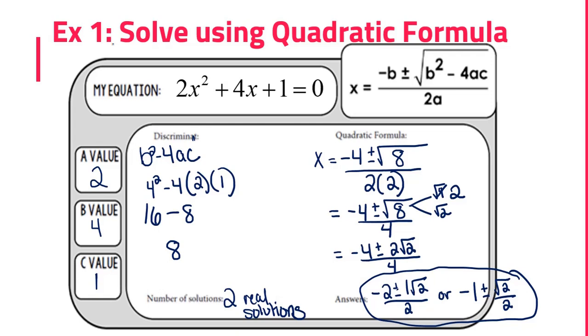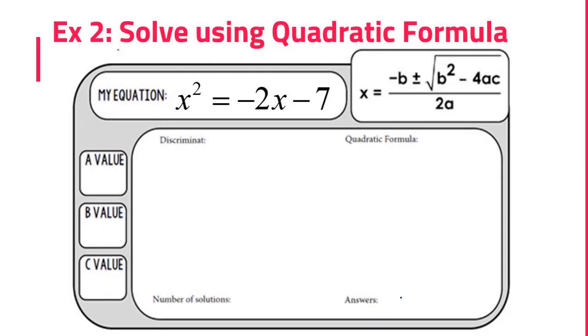Then notice there are two real solutions because you have a plus and a minus version. Let's try another example. First thing I notice though, this guy's not in standard form. So I'm going to move everybody over, so I get x squared plus 2x plus 7. I again try to keep that a positive. So my a value is 1, my b value is 2, and my c value is 7.